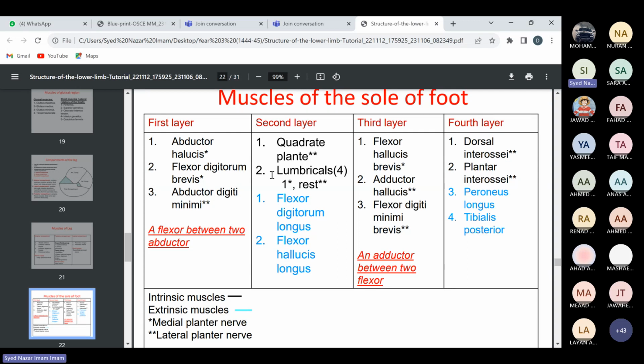Second layer, we have the lumbricals. Third layer, we have an adductor between two flexors. What is the adductor? Adductor hallucis. And what are the flexors? Flexor digiti minimi brevis on the lateral side and flexor hallucis brevis on the medial side. Fourth layer, we have interossei, dorsal interossei, plantar interossei, and two tendons, that is peroneus longus and tibialis posterior.